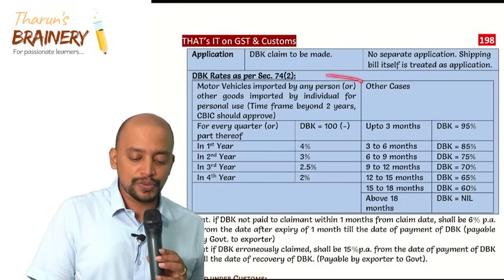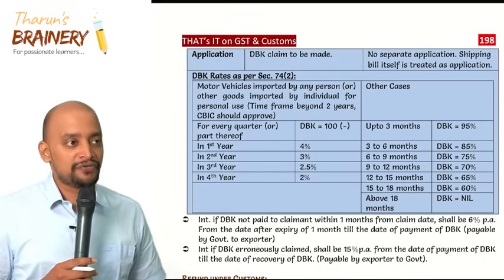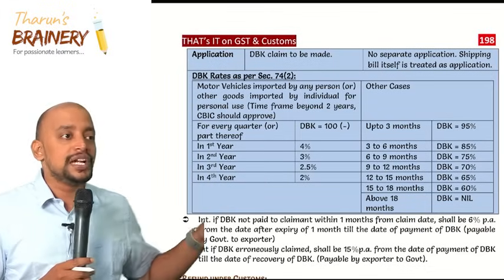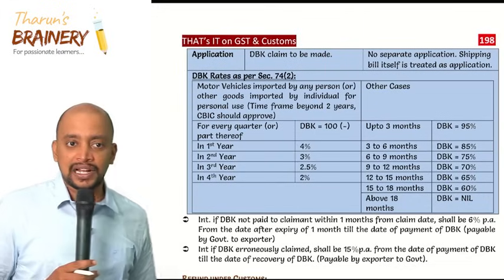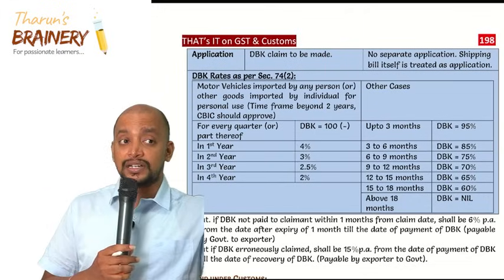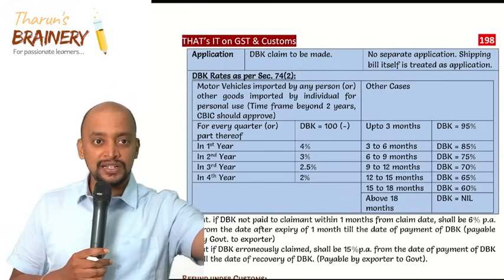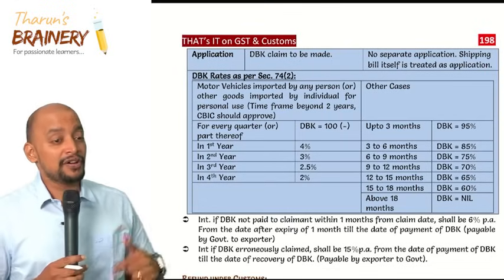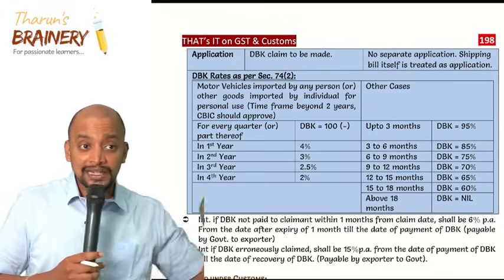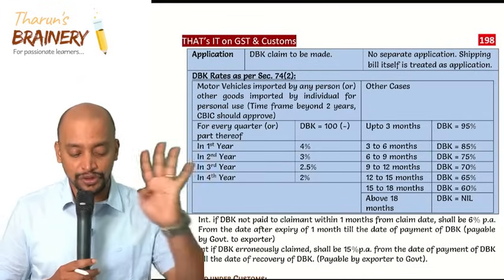Suppose it is a motor vehicle imported by any person or goods imported by an individual for personal use. Depending upon the period of usage, we need to do the depreciation, and the remaining amount we will get as duty drawback. What is this depreciation? Same as the depreciation that we learnt in import of goods at concessional rate of duty: 4%, 3%, 2.5%, 2% for every quarter or part thereof. But the difference is, there it is first year, second and third year, fourth and fifth year thereafter. But here it is first year, second year, third year, fourth year.